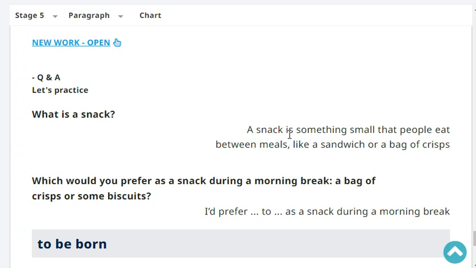Which would you prefer as a snack during a morning break? A bag of crisps or some biscuits?